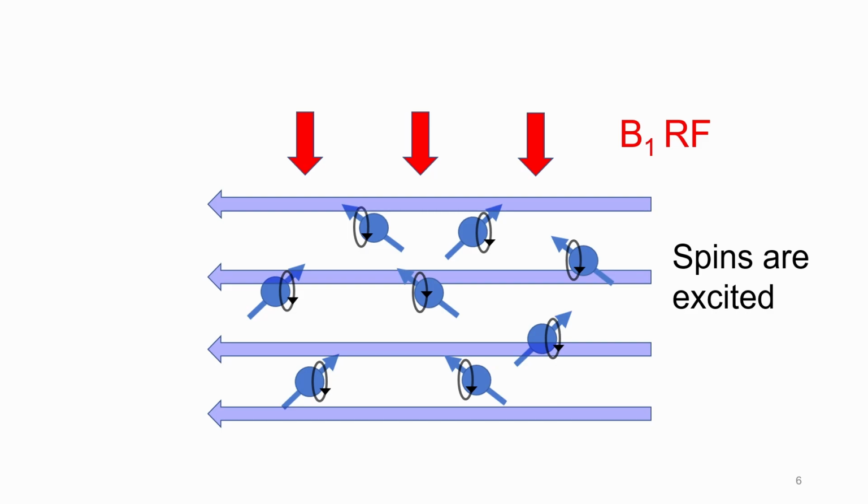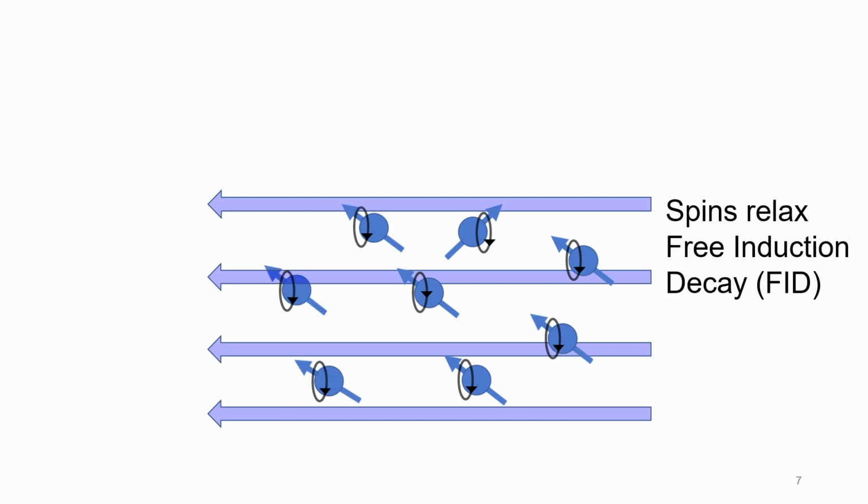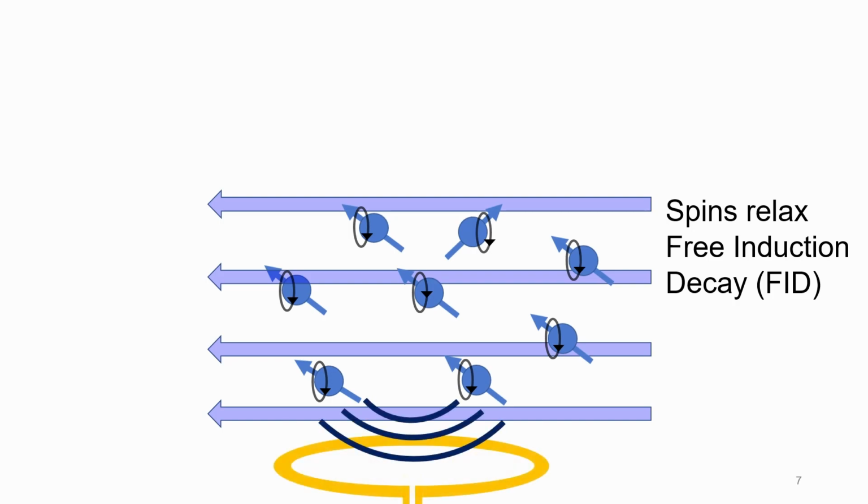Now, in the next step, your B1 field is turned off, and the MRI scanner will go into what we call receive mode. And during this step, the magnetization vector will relax, your spins will relax, releasing what we call a free induction decay signal, or FID. And this FID signal can be picked up by an MRI receive coil. And that is the source of your MRI signal. And this is all necessary for MRI to work.